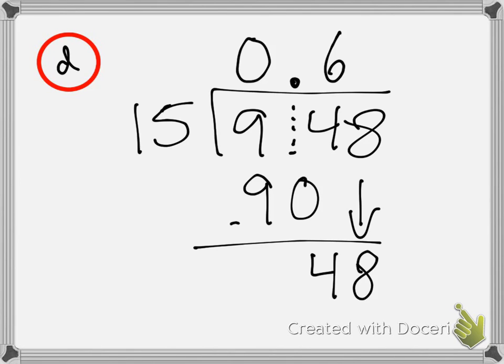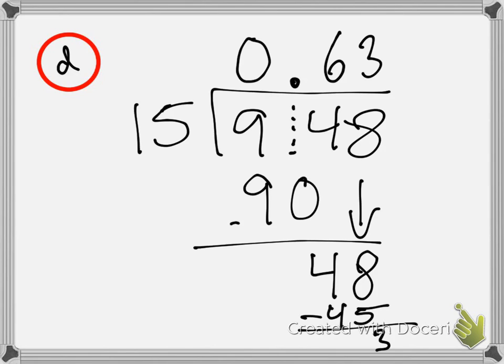How many times does 15 go into 48? Three times. What's 3 times 15? 45. What do we get when we subtract that? 3. Are we done with the problem? No. What do we have to do?